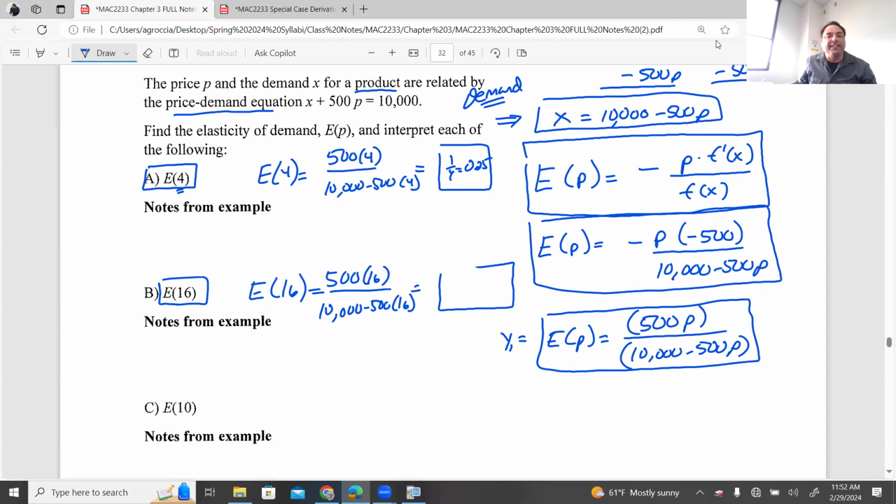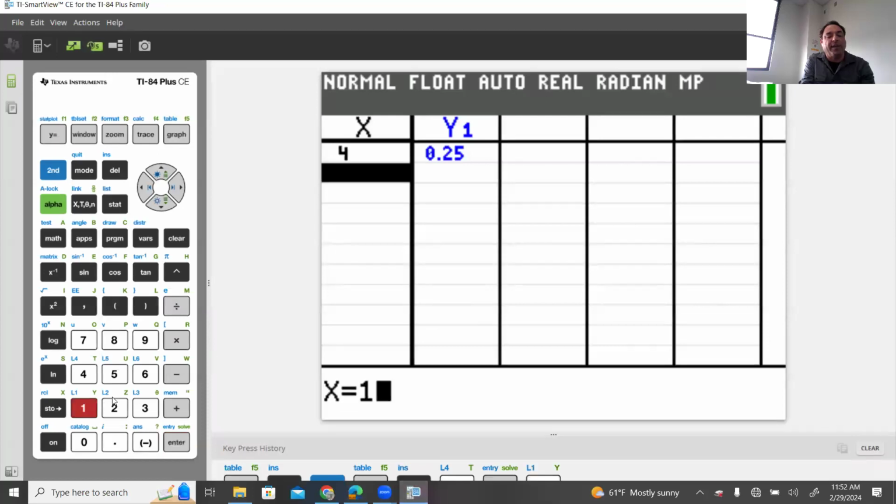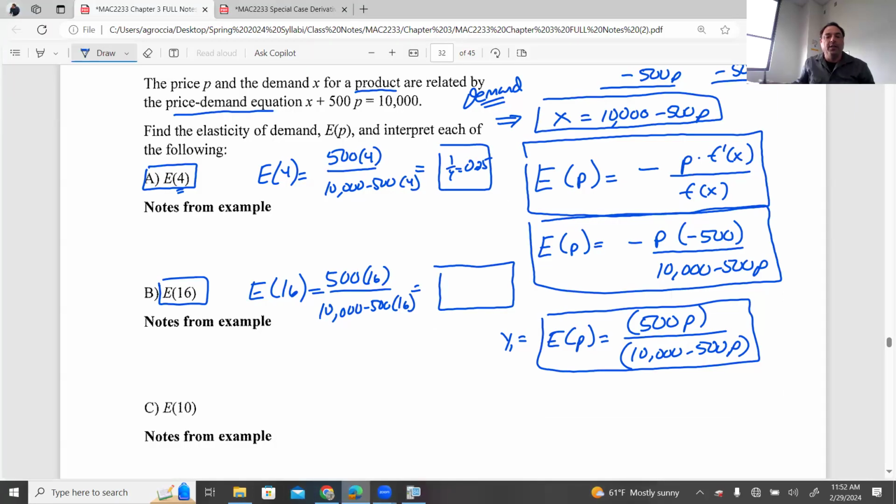When you plug in 16 now, because we went from 4 to 16, you told me to raise the price. Great, I'll raise the price. And so I raised it now to $16 for my phone charger. And now I got 4 over 1, which is 4.